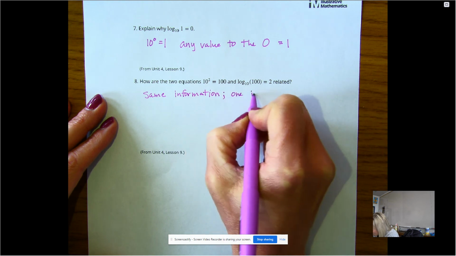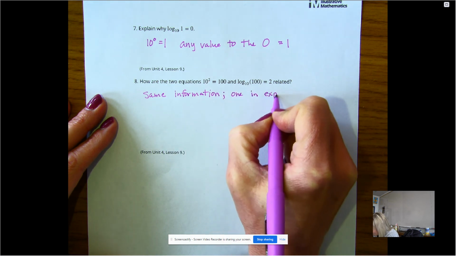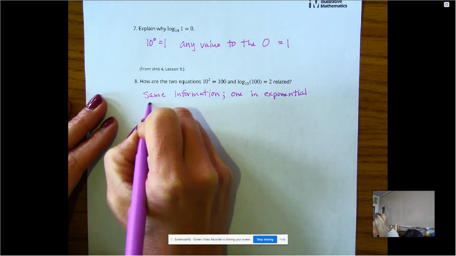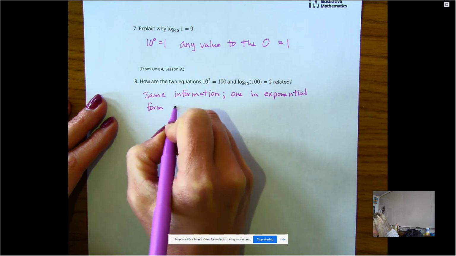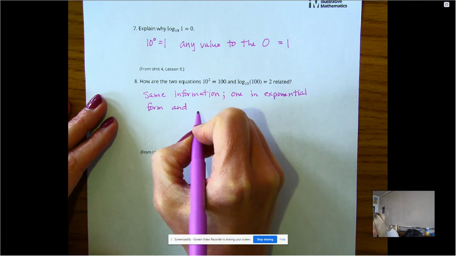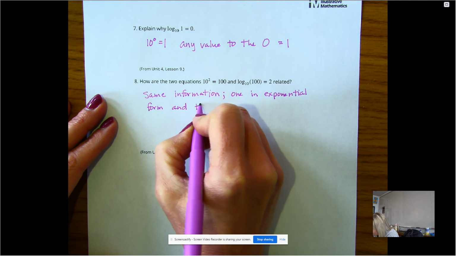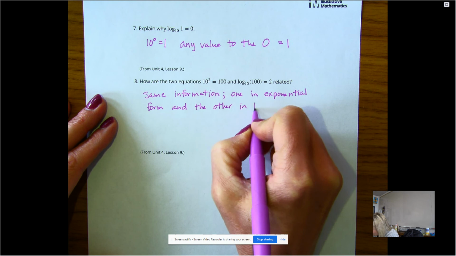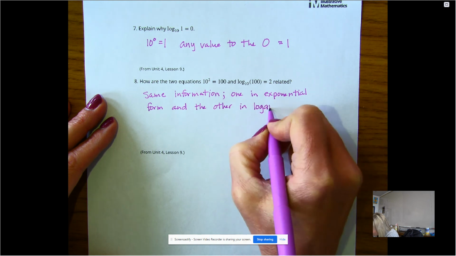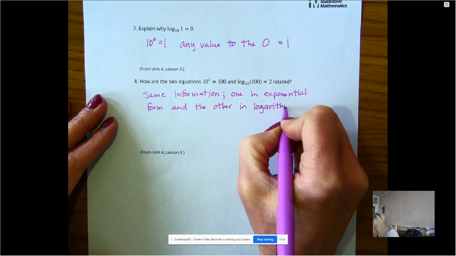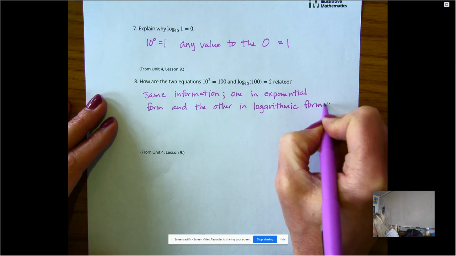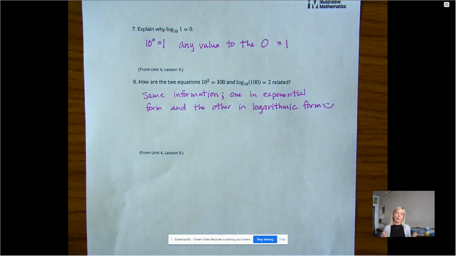one in exponential form and the other in logarithmic form. Okay, and they're both true.